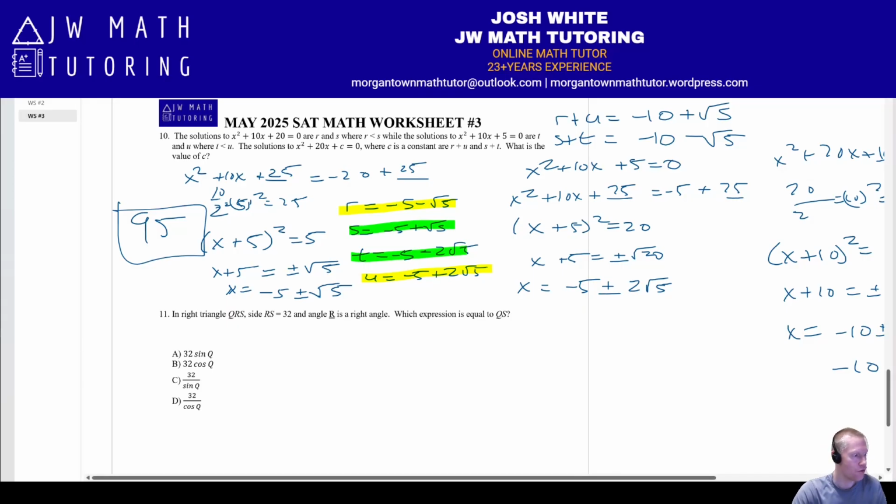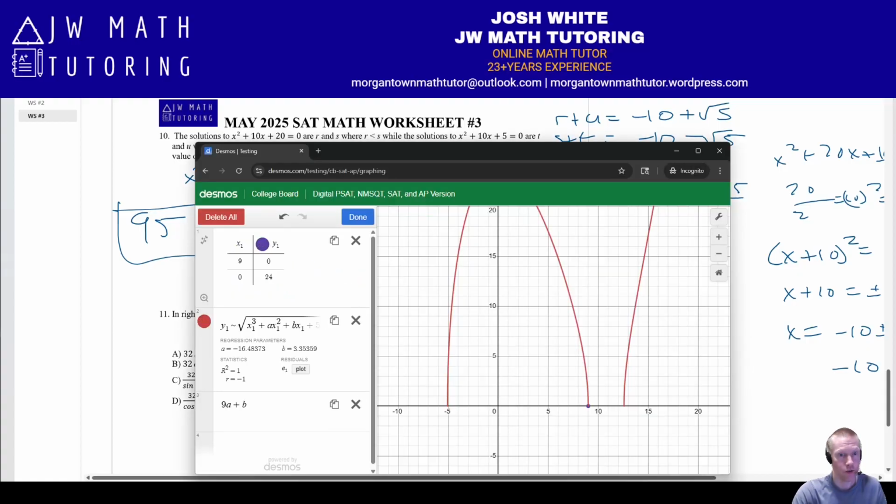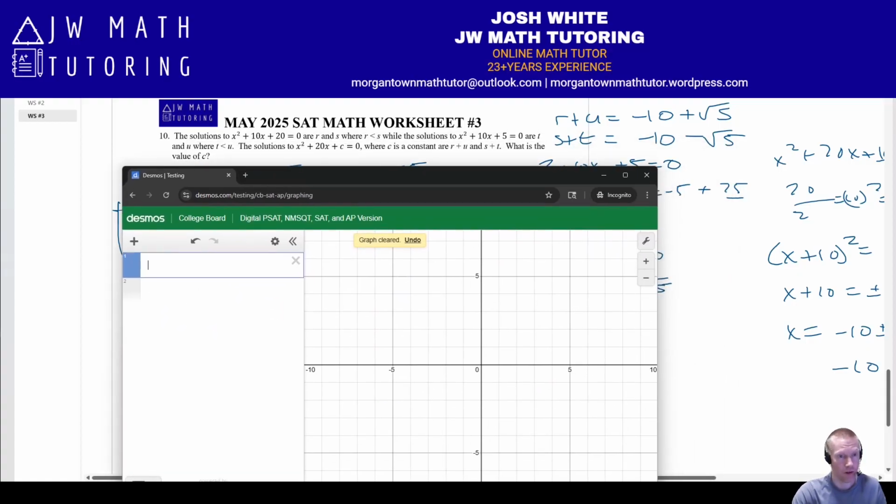Now, here's how you can do some of the work. Here's how you can do it in Desmos. It's still going to be a fair amount of work, but whatever. I'll go through the process and show you.